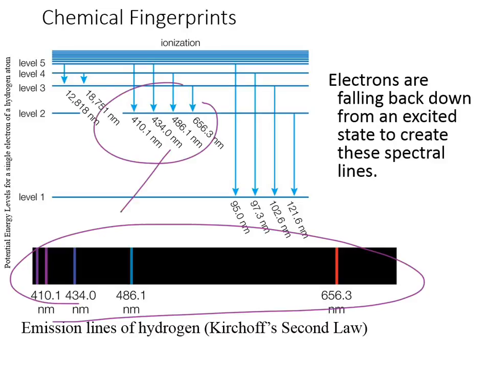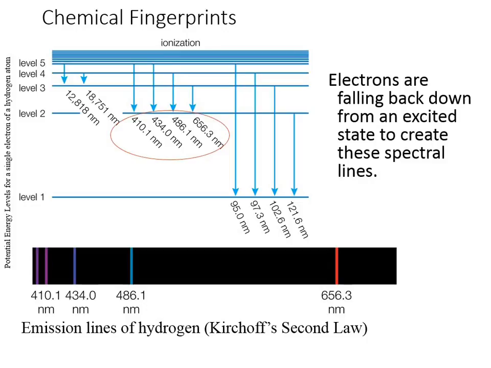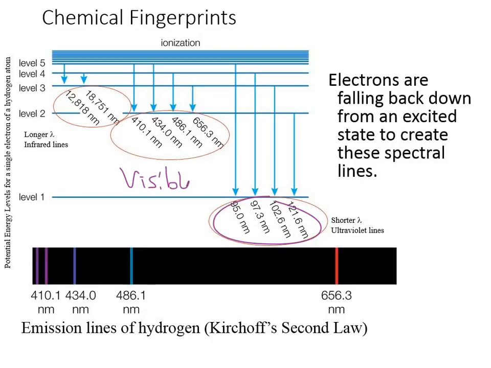And actually these transitions, these middle transitions, those correspond to those observed lines of hydrogen. Okay, so the 410 through 656, this one right here, that's all visible. But these energies actually are in ultraviolet, and those energies are in infrared.